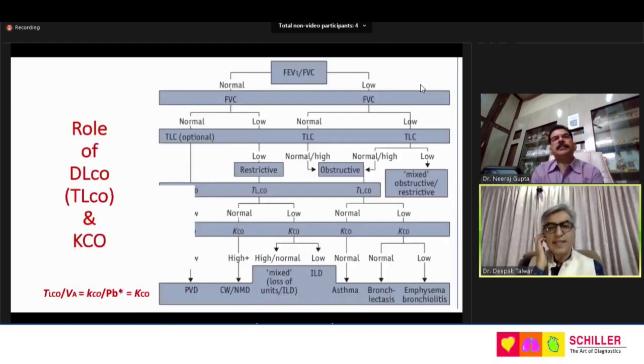And this is the algorithm which I discussed last time also, that I will show you, that you start with the ratio.